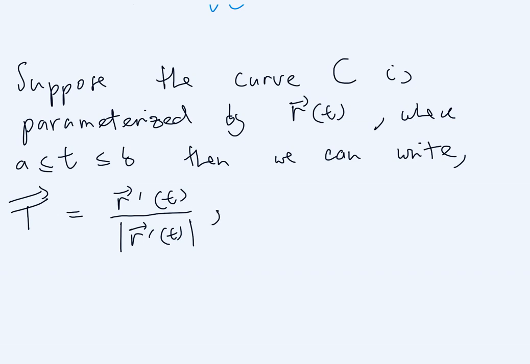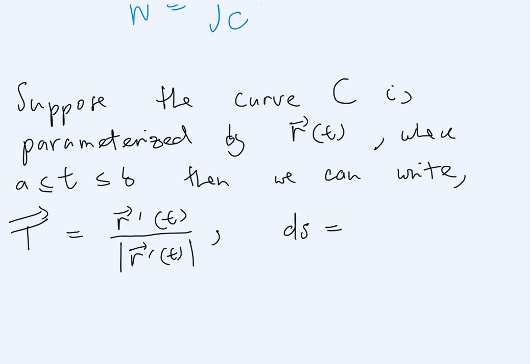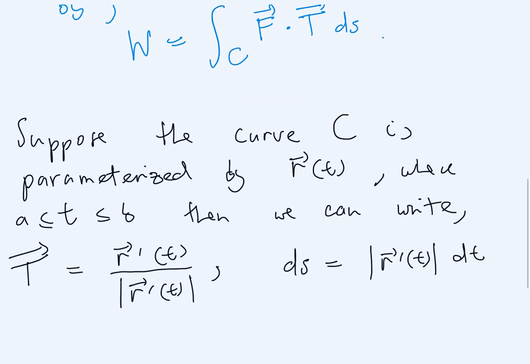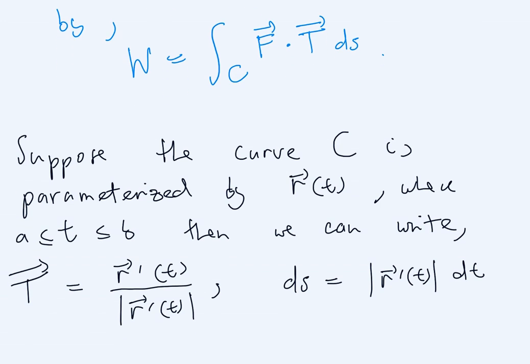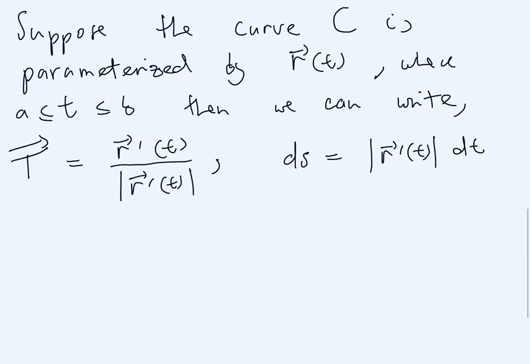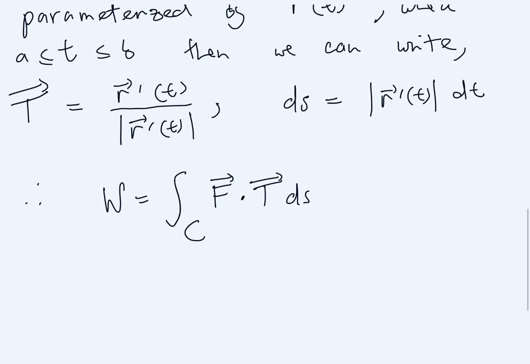Also, we can write ds, our arc length here, in the following way. We can write it as the norm of R prime t dt. So now we can go ahead and express our work integral in terms of this parameter. We can say that the work is equal to the integral along C of the force field F dotted with the unit tangent vector field T with respect to the arc length. Now, this is the same as the following.